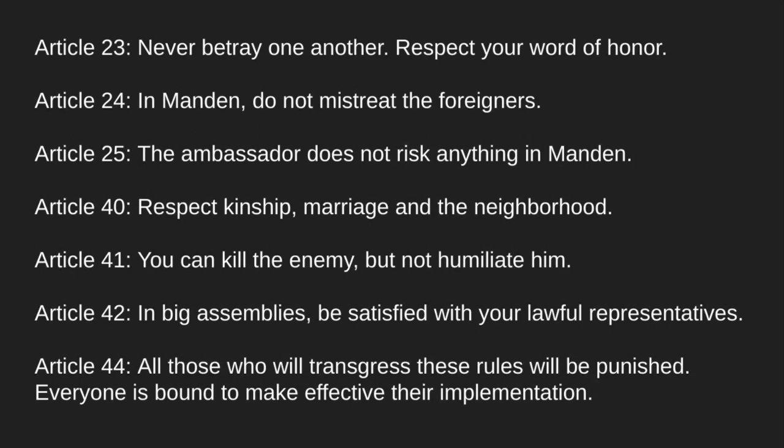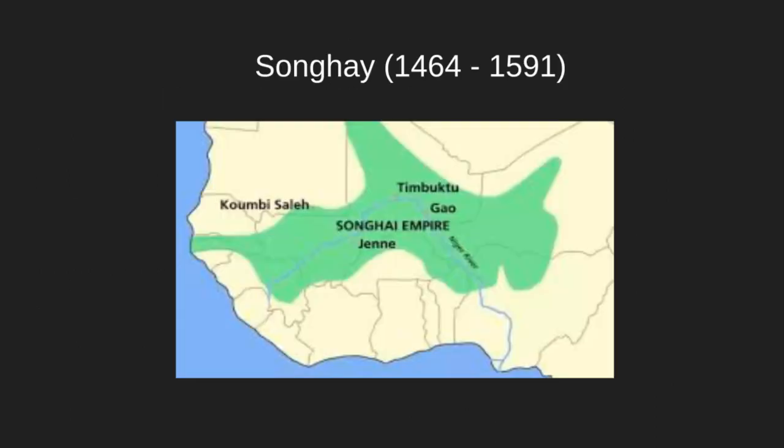Article 42: in big assemblies, be satisfied with your lawful representatives. Article 44: all those who transgress these rules will be punished. Everyone is bound to make effective their implementation. Okay, so this Article 44 is important because it implies, much like in Rousseau's social contract, this notion that a law is not a law unless it's backed up by force. And so these are laws. They're not just principles. They're laws that are enforced.